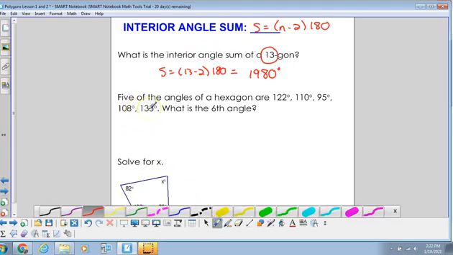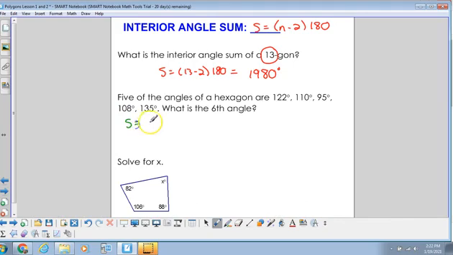Let's take a look at another one. 5 of the angles of a hexagon are 122, 110, 95, 108, 135. What is the 6th angle? Well, we could figure out the sum of all 6 angles, and then we can just look at what we have for those 5. So our sum should be, since we have a hexagon here, and that's 6, 6 minus 2 times 180. Go to our calculator. That is 720. So all 6 angles have to add up to be 720 degrees.